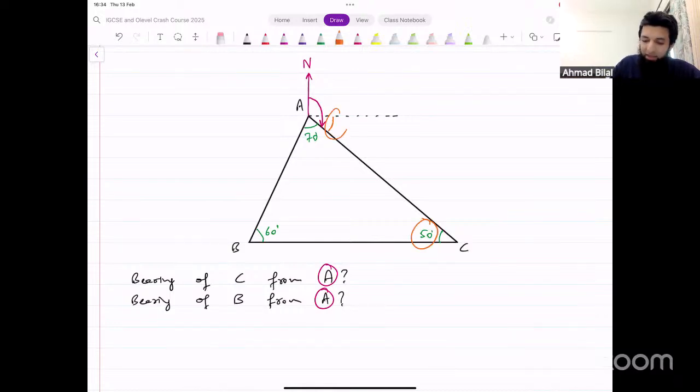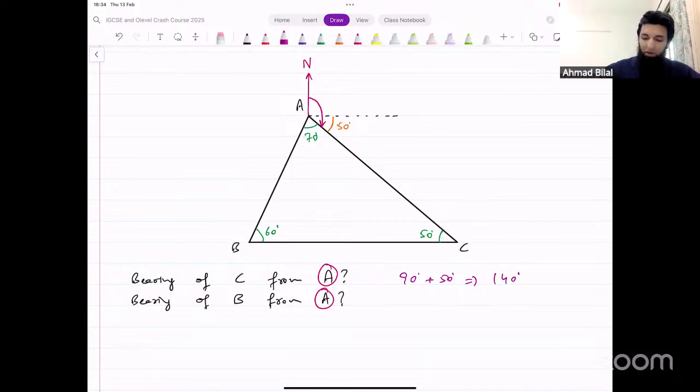50 and this angle, and they are alternate angles, right? This angle is going to be 50, therefore. So what's the bearing of C from A? What is that bearing going to be? Let's write that down here. That bearing is going to be 90. That's this angle, plus this 50. And that turns out to be 140 degrees.